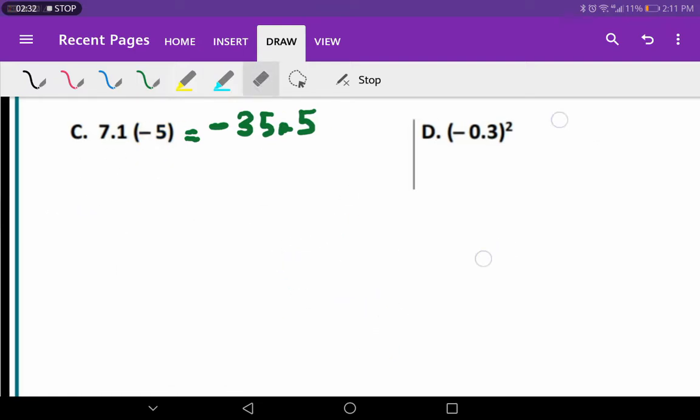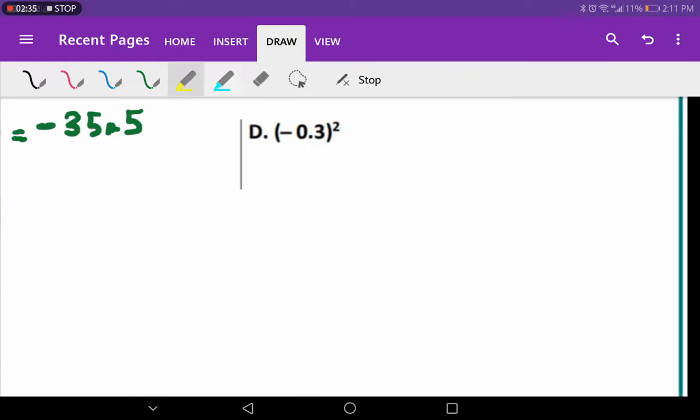The second one, I have square or power 2. I learned, my student, to read this as square. Stop saying with power 2. Square means with power 2. Now this is actually -0.3 multiply by -0.3. I learned, my student, the square kills the negative sign, so there is no negative at all. So it is 0.3 or 3/10 multiply 3/10.